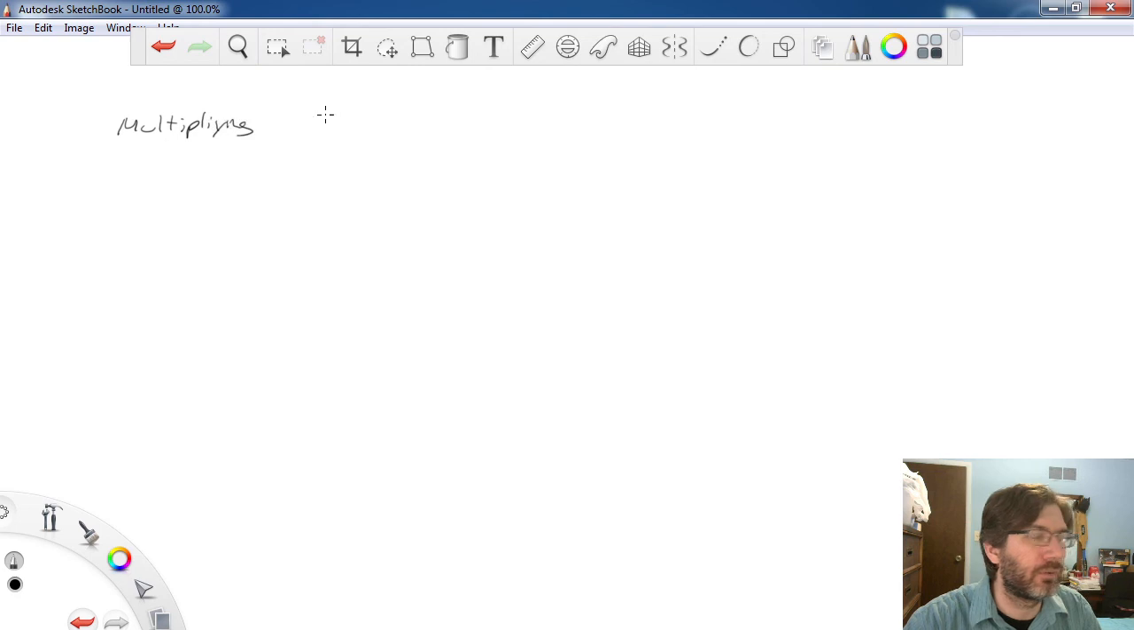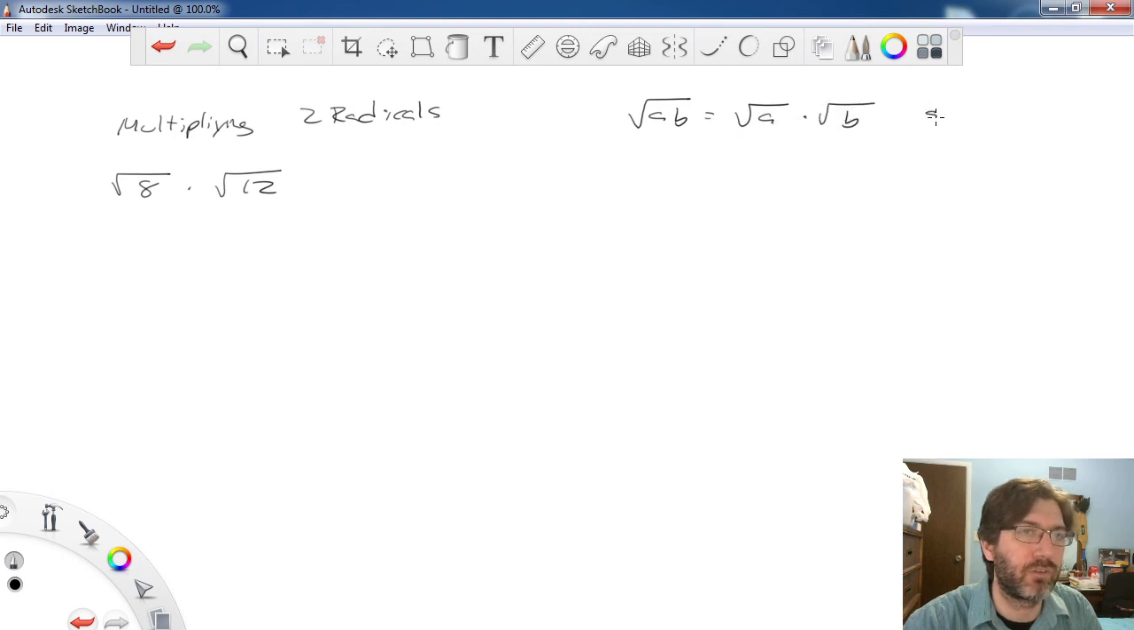Multiplying two radicals. I spelled that wrong. So these are questions like the square root of 8 times the square root of 12. Based on that property we said at the beginning, the square root of AB equals the square root of A times the square root of B, as long as A is positive and B is positive.